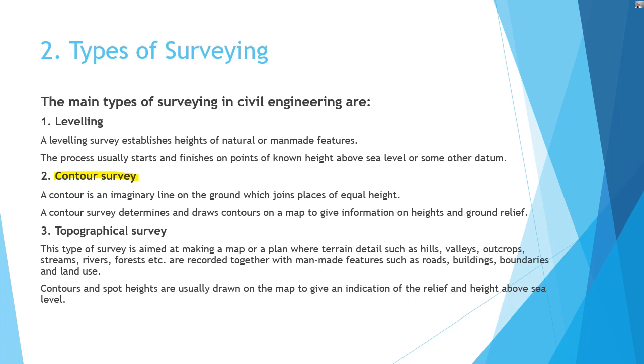Topographical survey. It will include the contour survey anyway, but it is extended to other features. You will produce a map where you will show all of the features like the hills, valleys, streams, rivers, forests. It's like a tourist map, but it will include other features showing the high point and low point of the terrain.